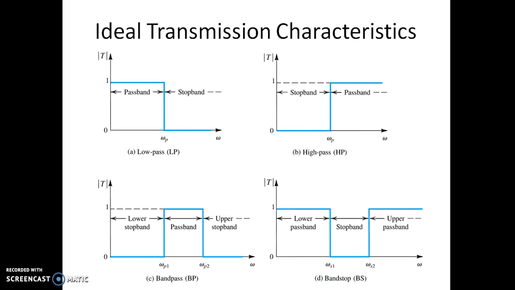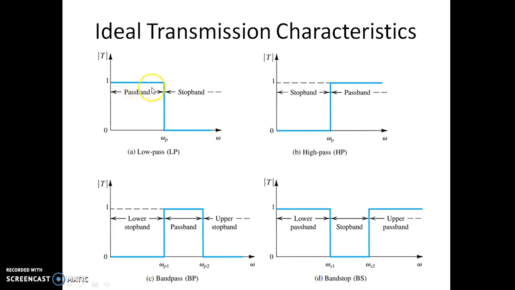So these are the ideal transmission characteristics of various filters. On the x-axis we have the frequency in radians per second, and on the y-axis we have the transmission magnitude. The first one is a low pass filter, so we have the ideal transfer characteristics, or transmission characteristics.